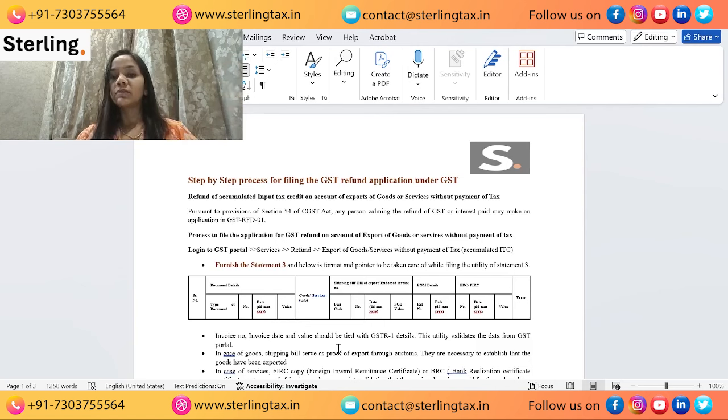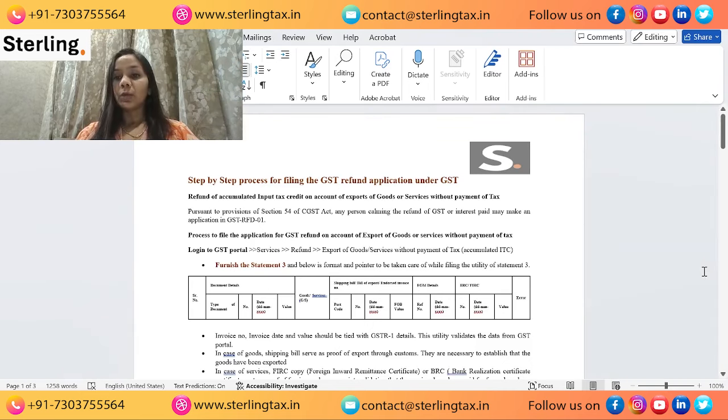In case of export of services, we have to capture each and every payment that we have received from outside India. In case of exports of goods, we have to capture all the invoices, all the goods that we have exported outside India, and provide their shipping bill details here. After providing the FIRC copy details and shipping bill details, we have to map the invoices here. Whichever invoices pertain to the shipping bill and to the FIRC copy need to be mentioned here.